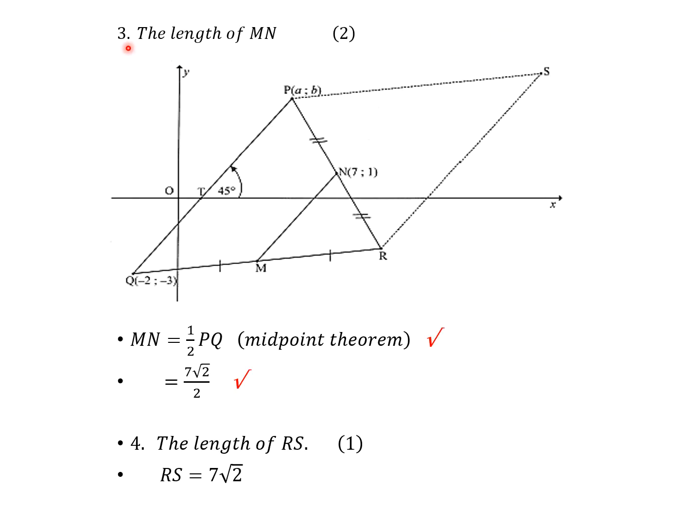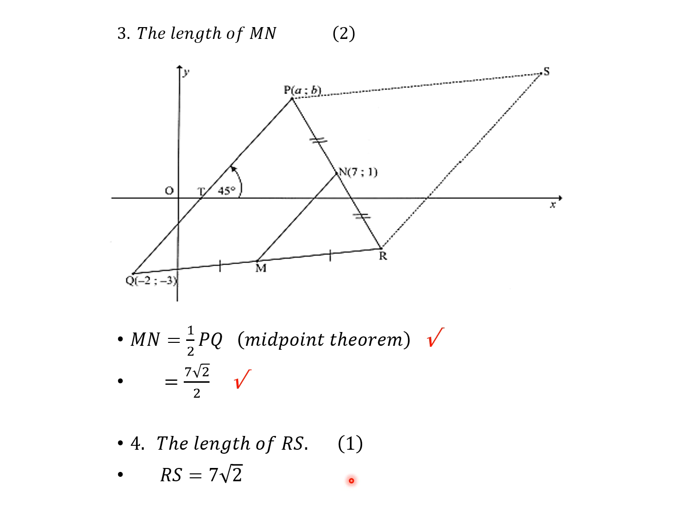For number 3, they want the length of MN. According to the midpoint theorem, MN is half the length of PQ, so MN equals half PQ for 1 mark. PQ is 7 square root 2, and I'm going to divide by 2. One mark there for knowing that it's half the length of the longer side, and dividing by 2 for the correct answer. To get the length of RS, because in number 5 they say this is a parallelogram, RS equals PQ. It's 1 mark there, RS is simply 7 square root 2, no reason needed.